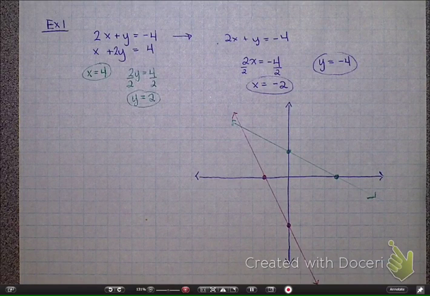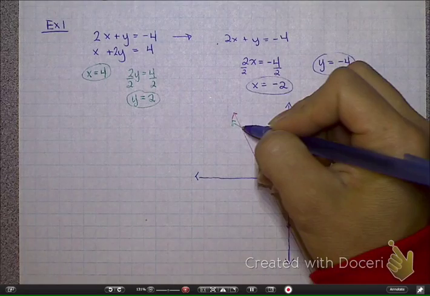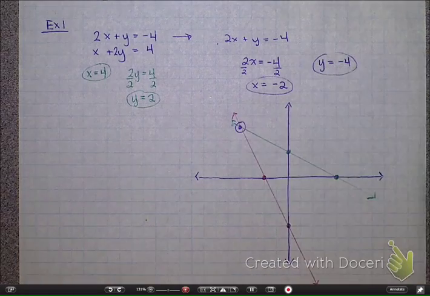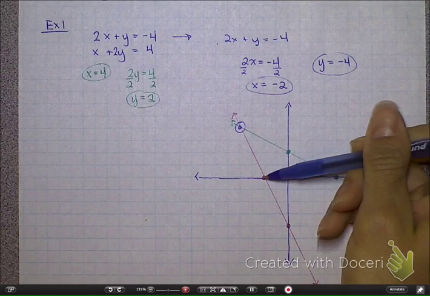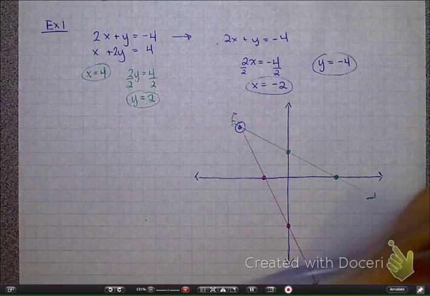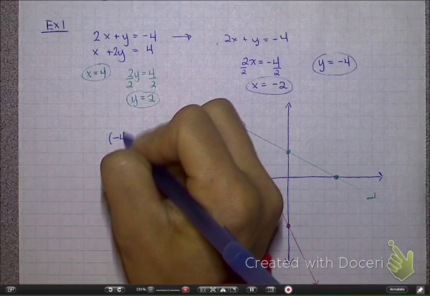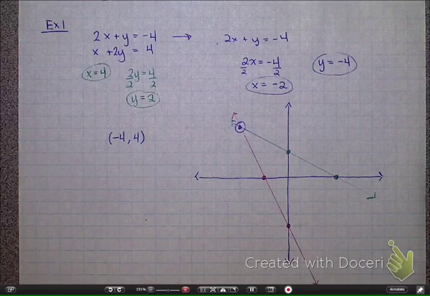So are you guys seeing where they're crossing? Yeah. Okay. So what is this location where these 2 lines are crossing? It's right here. Okay, so what is that ordered pair? Negative 1, 2, 3, 4, up 1, 2, 3, 4. So that location is negative 4, comma, positive 4. Okay, and there's your solution.